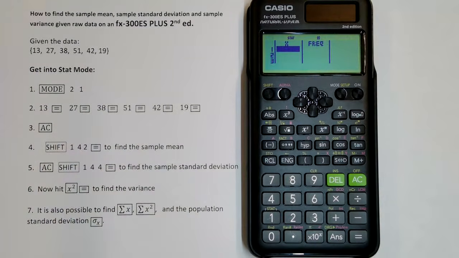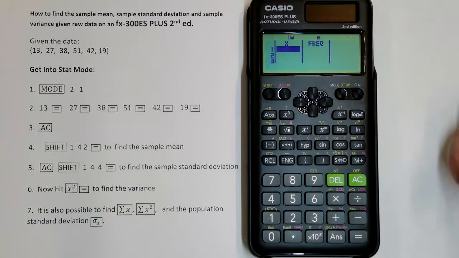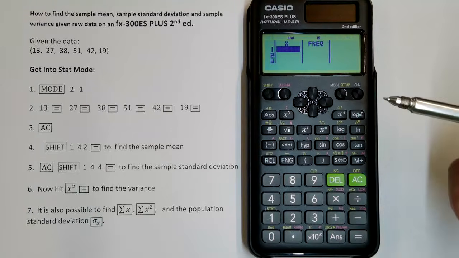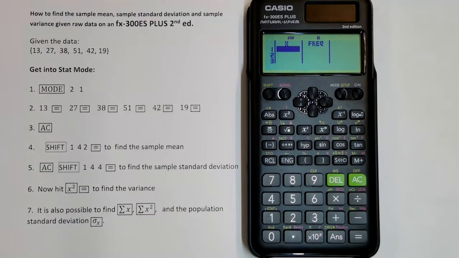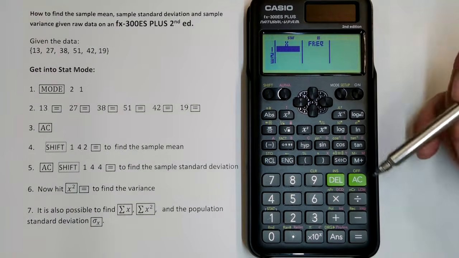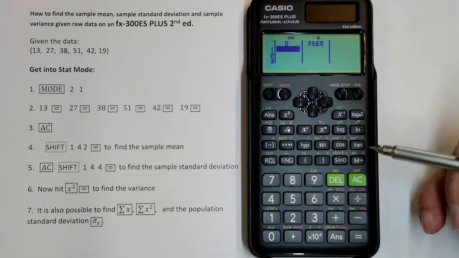Now here I have a frequency column and I don't need it. If you do have a frequency column on there, that's no problem. But some of you don't have it on there, so I want to show you what happens then. If you do have it, you can just put in numbers like you have here, 13 equals, and it'll just give you a frequency of 1, no worries. But let's say you don't have it. I want to show you what that looks like too.